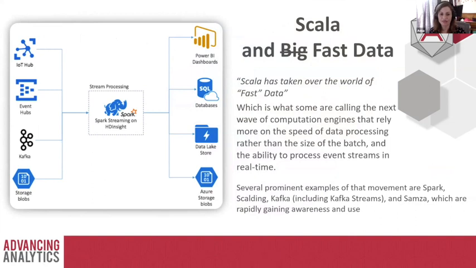So Scala and big, no wait, fast data. Scala has taken over the world of fast data. It's a quote I found online, which I loved, even though it's slightly dramatic. But Scala is great for big, fast data. And as illustrated again here, same diagram as I showed you a few slides ago, we've got our data source on one side, Event Hubs, Kafka, messaging, and then storage blobs, IoT Hubs, and then Spark sitting in the middle, again written in Scala, and on the other side, Power BI, databases, data lake storage, and Azure storage blobs. So Scala essentially sitting in the middle there, handling all that big data and managing it.